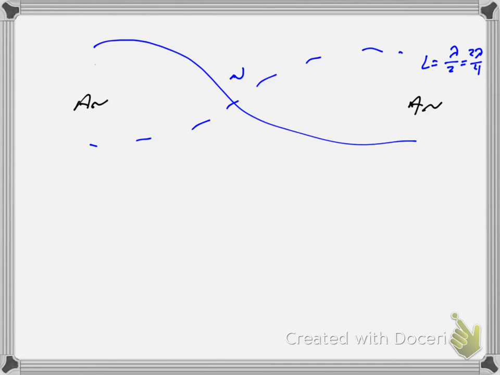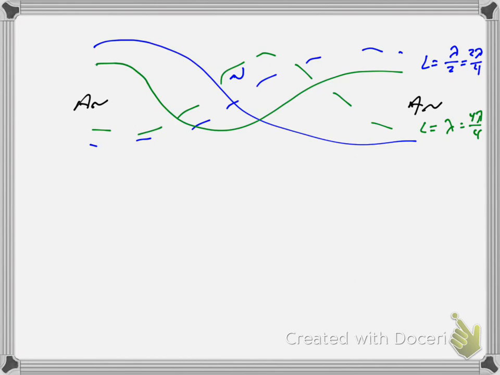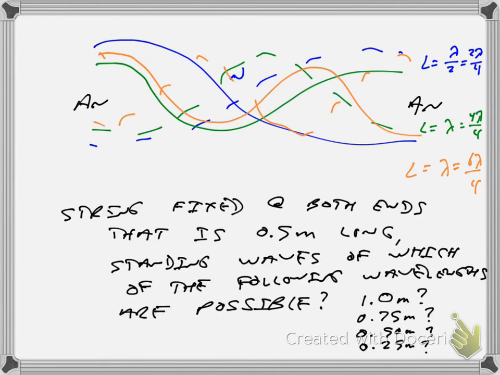And you can do the math for yourself to see that that is identical to a string fixed at both ends, right? If you have a node at both ends and an antinode in the middle, then mathematically it's going to be the same as two antinodes at the ends and a node in the middle. And so you'll see it's going to be the exact same. It's going to have the even fourths, so 2/4, 4/4, 6/4, and 8/4.